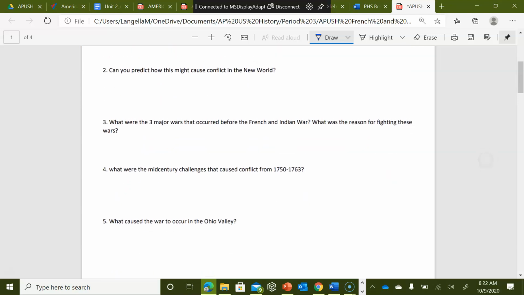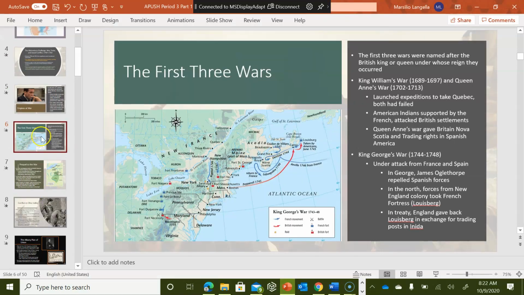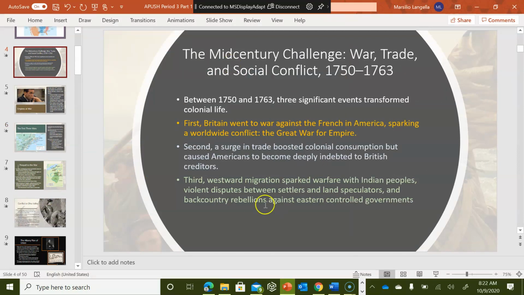And then number 4, what were the mid-century challenges that caused conflict from 1750 to 1763? This is directly from the PowerPoint. This was from this slide, okay? There's 3 major things you should know about this entire time period from 1750 to 1763. There's going to be 3 major themes, and I said this in the video, that are going to cause a lot of issues, right? The first one is that there's going to be constant war going on between different groups, especially the Great War, or the 7 Years' War, as they call it.